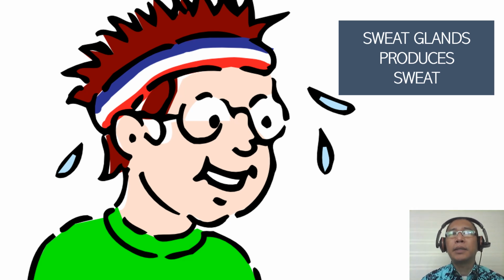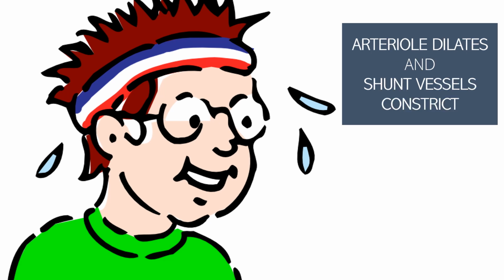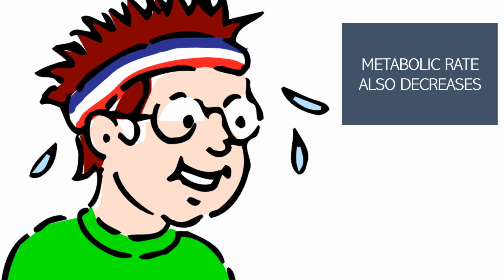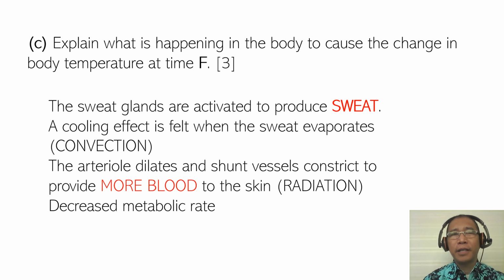What could be happening in the skin that helps in lowering down the body temperature aside from the production of sweat? As the temperature increases above normal set point, the arterioles of the skin dilate and constrict the shunt vessels, allowing more blood to flow into the skin. This will lead to greater heat loss by radiation. The metabolic rate also needs to decrease to reduce heat. These are the answers for letter C.